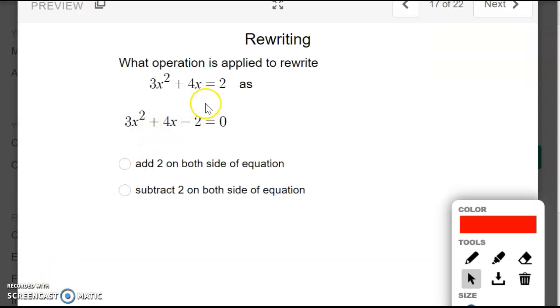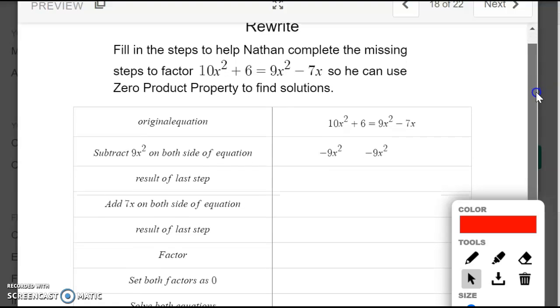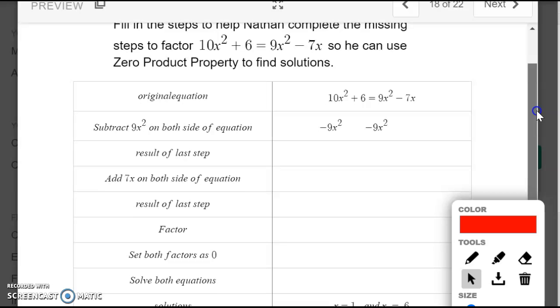So for card number 17, what operation is applied to rewrite 3x squared plus 4x is equal to 2 as 3x squared plus 4x minus 2? What do I need to do to both sides? How can I get rid of this plus 2 on that side so that it's going to become 0? I need to subtract 2. So I am subtracting 2 from both sides of the equation. Alright, this is like what you did before, but you're filling in the steps. So it should be pretty straightforward.